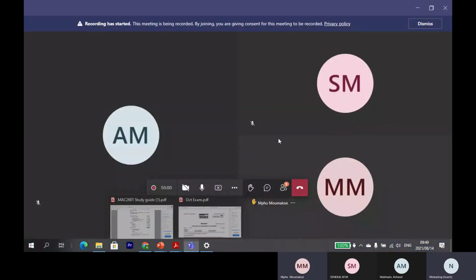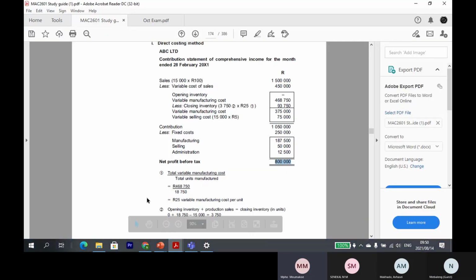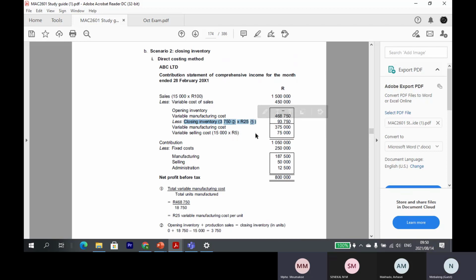I'm here. I just have a question. From the direct costing, the reason we're having the closing inventory is that we were actually supposed to sell 18,750, but due to circumstances we only sold 15,000. Is that why we have the cost of sales and closing inventory? Yes, that's why we have a closing inventory cost. You have to take it into account.